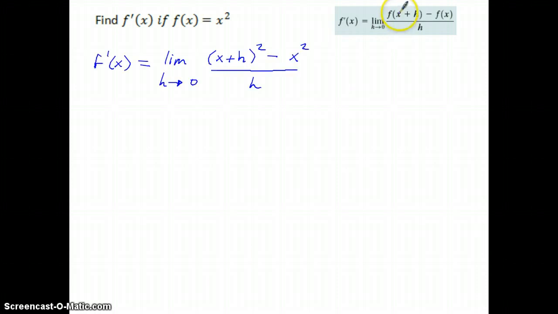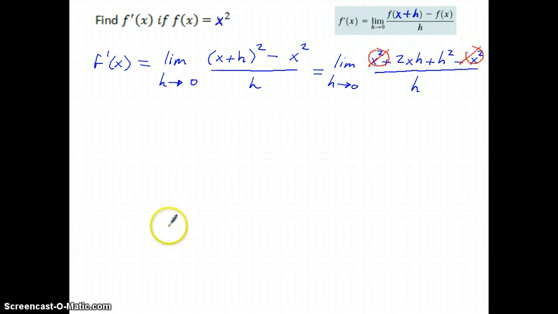Okay, so all I've done at this point is I've plugged in x plus h into the function here, into x squared, and I've subtracted the function itself. So I've just plugged in using the definition. From here, I need to expand x plus h squared and multiply. So I've expanded and multiplied x plus h squared. And now I have the ability to cross some things off here. And let's see what we get.